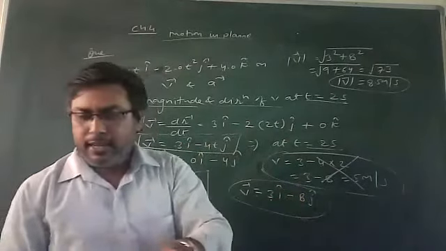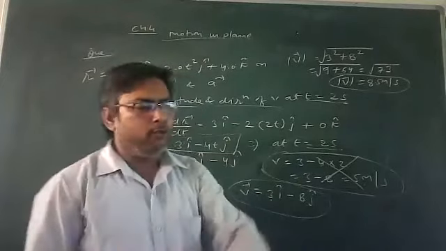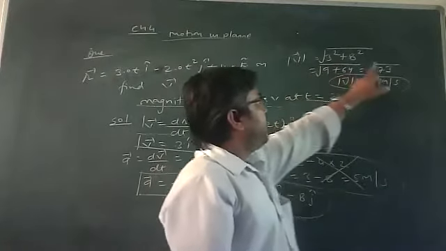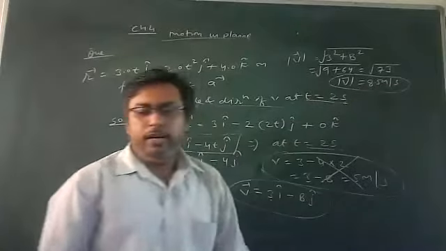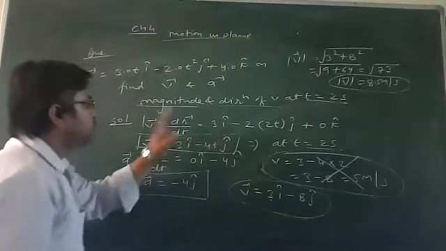How do we find the modulus? Take the square of x plus the square of y, add both of them and find the square root. The square of 3 is 9, the square of 8 is 64, you get 73, and the square root of 73 is about 8.5 meter per second. This is the modulus of velocity at t equals 2 seconds.